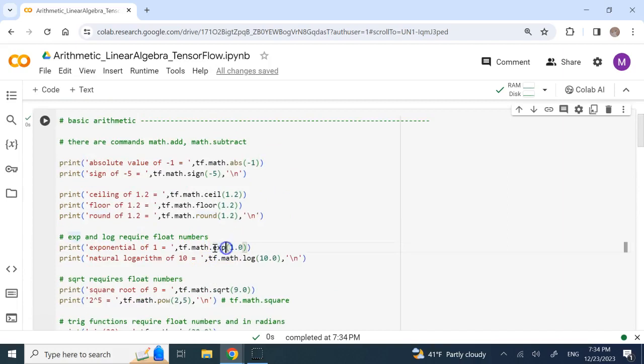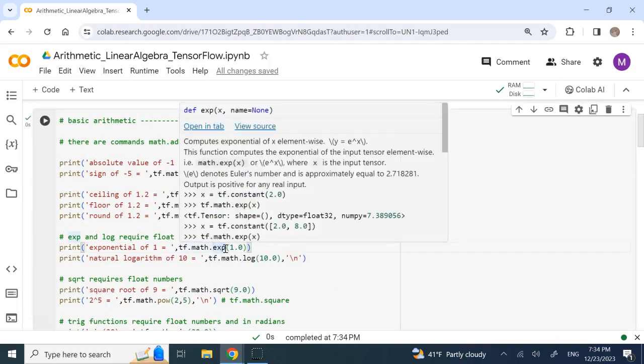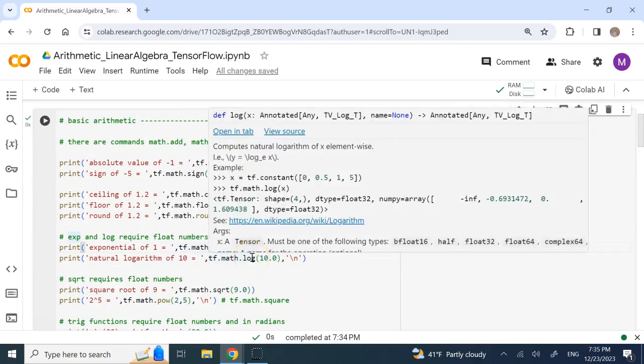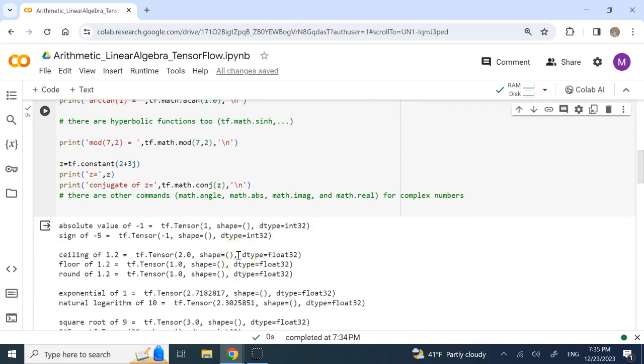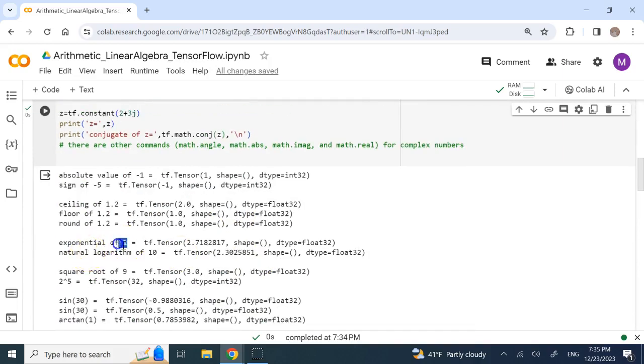If you want exponential functions, you have to use .exp. If you want natural logarithm, you have to use .log. So just like MATLAB, .log here is natural log. It's not log 10. And you can see that here, right? So this is exponential of 1, which is the Euler number, right? 2.718. And you see here, the natural log of 10 is 2 point something. If it was log 10, that would be 1, but you see it's not.